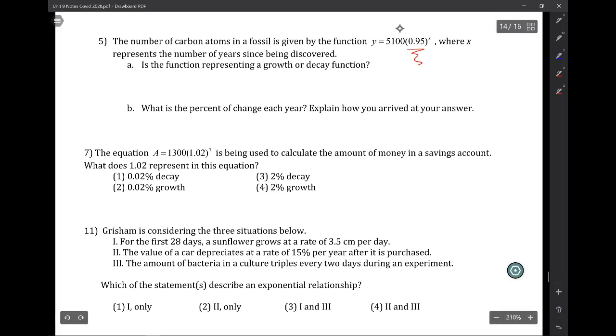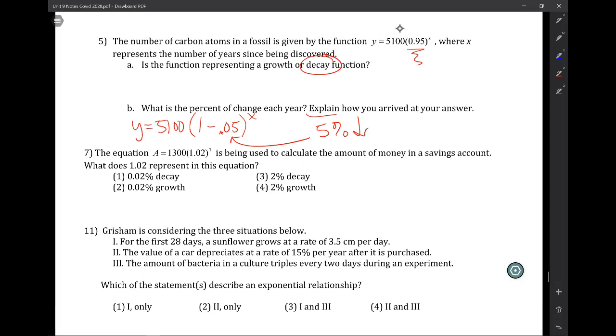If the base is less than 1, it is decaying. So part B says, okay, if it is a decay, what percent of change is happening each year? What percent is it decaying by? So if I want to go back to how we started today, 1 minus what equals 0.95, and it would be 1 minus 0.05. What percent is that? That would be a 5% decay. You could explain, all you would have to say is 0.95 is less than 1, and since 1 minus 0.05 is 0.95, I know that that represents a 5% decay. You would just literally put in words what we thought.